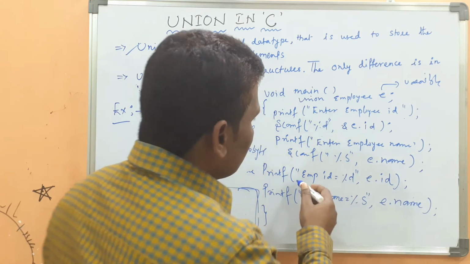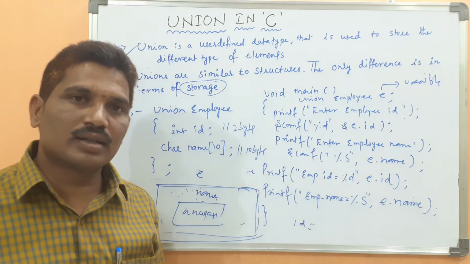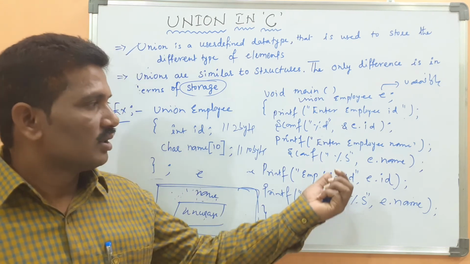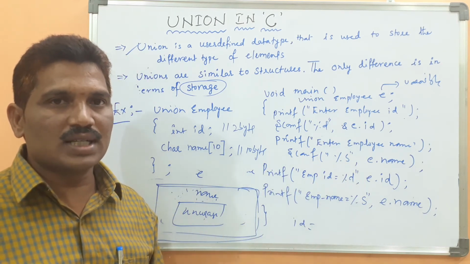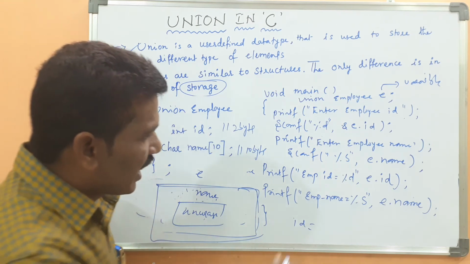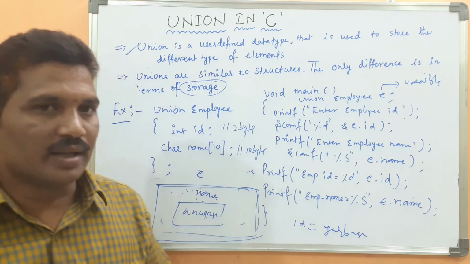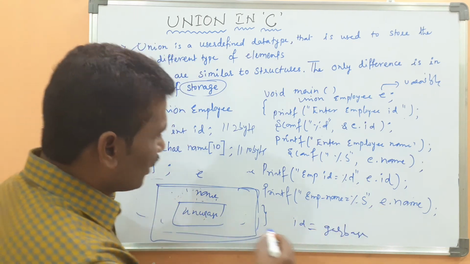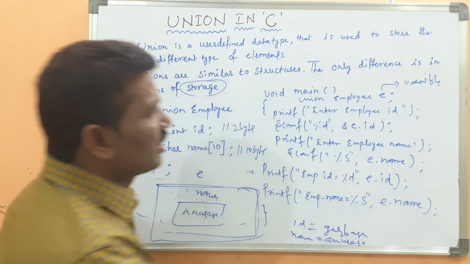Then, after that, the employee ID lost its data, because whatever data is entered recently, the name overrides the ID. The same address space is shared by all the members of the union. That's why the ID will be garbage. A garbage value will be displayed in the ID because it was overridden. Then the employee name is Anurag. Name equal to Anurag will be displayed.